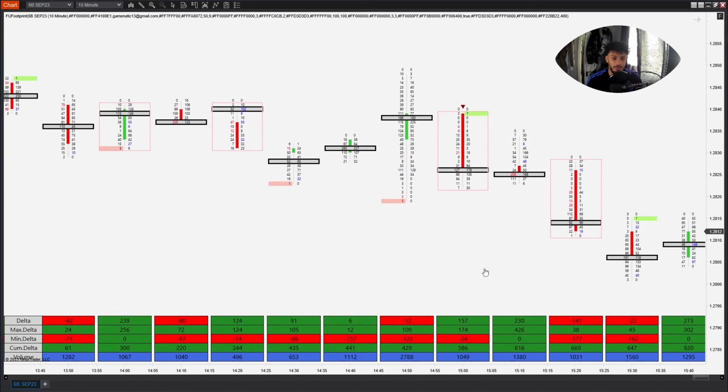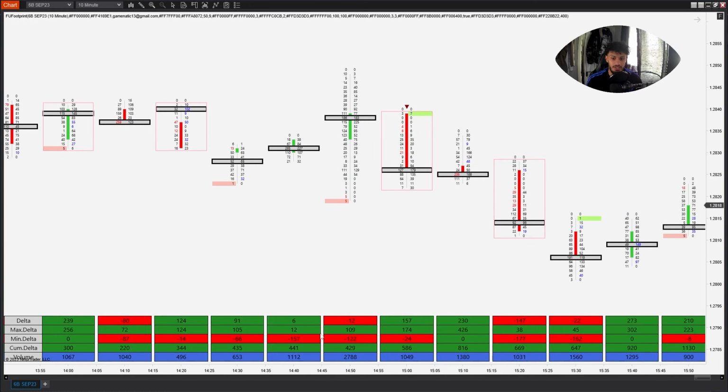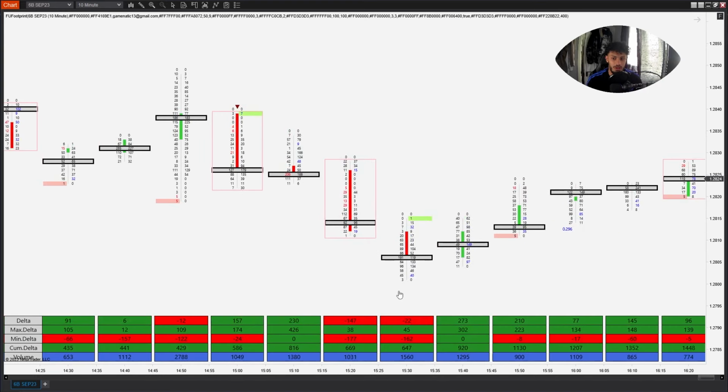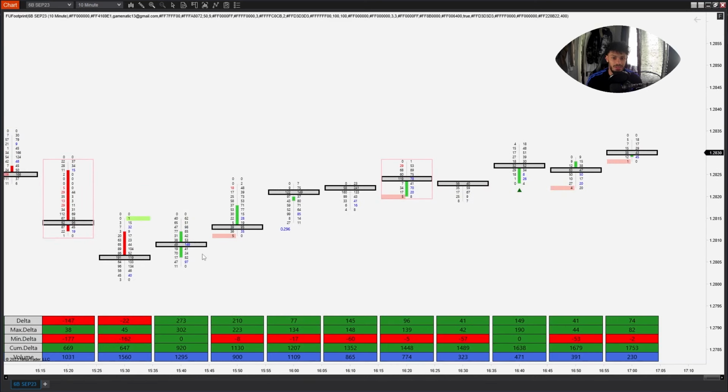And we went from having negative deltas of 157, minus 122, minus 24, minus 177, minus 162, and now we're flipping and switching to look at the maximum delta, which is the buyers: 302, 223, 134, some strong buying. And look what this leads to. Now the market has set that low and it's reversing in the opposite direction.